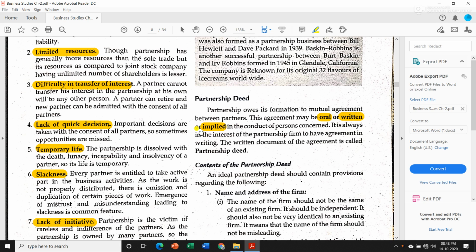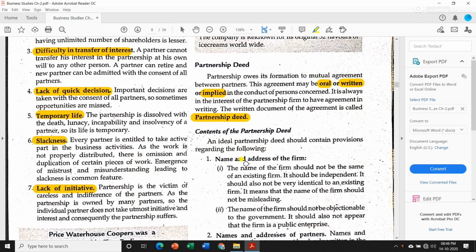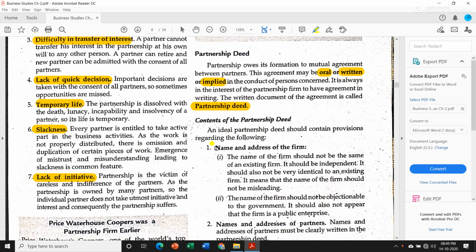agreement. Okay, now for the betterment or for better functioning of a partnership firm, it is in the good interest of the firm that they should have this agreement in writing, and that written document of agreement is nothing but partnership deed. Now, what are the contents, or what is written down in a partnership deed? Let us see that. First one is name and address of the firm.